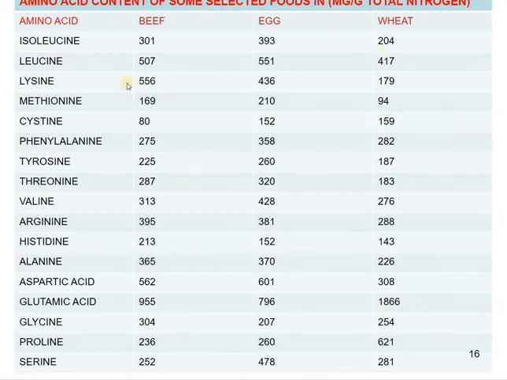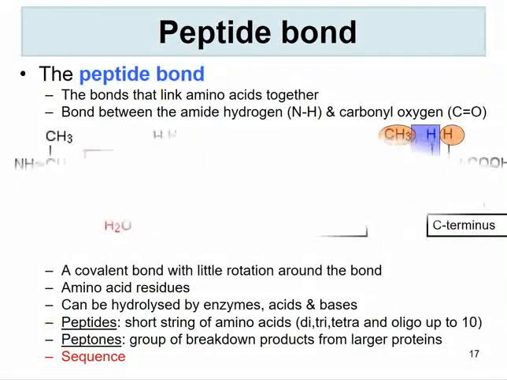So this one would be just a summary of the amino acid content of some selected foods. This is an exercise that you have to do. Okay, so what you do is identify all the essential amino acids, and by identifying the essential amino acids, you will be able to confirm where the beef, egg, and wheat fit in terms of the protein quality. Is it high, low, or intermediate?